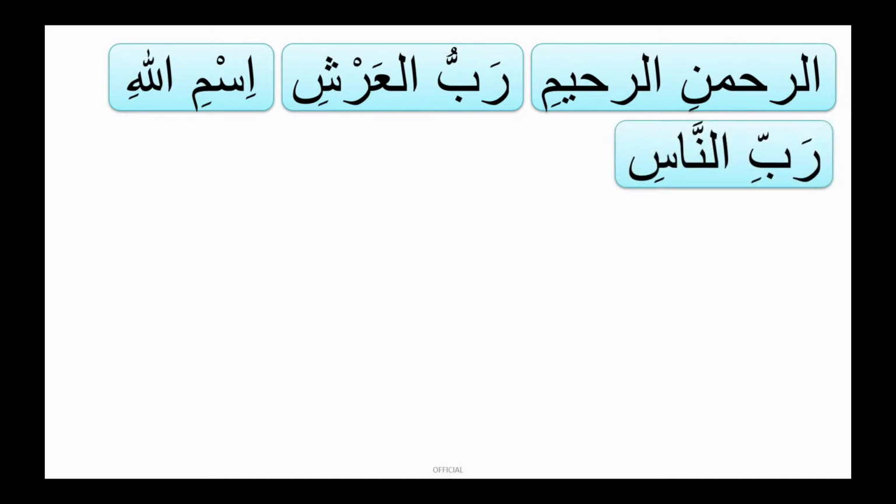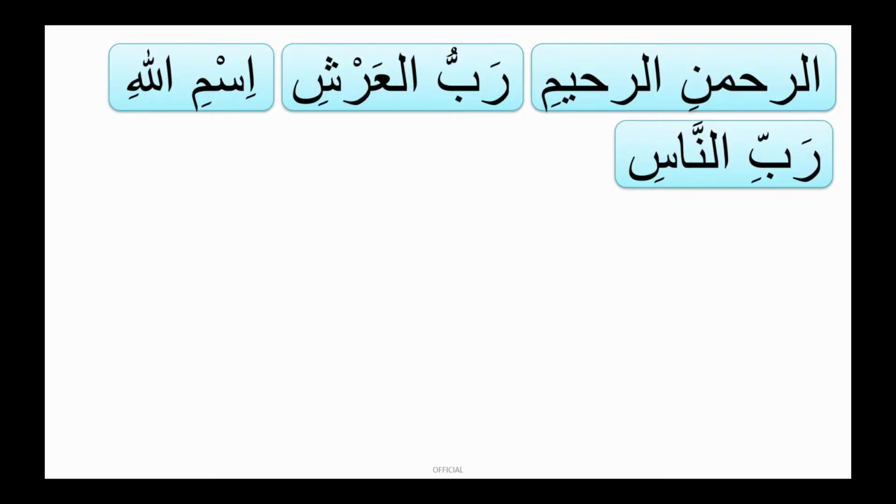Samir, can you read this for me, please? Rabbin Nas. So Rabbin Nasi. So the first ism, is it light or heavy? It's light, and we don't have any al at the beginning, so it can be a mudaf. Yep. For us to know that it is 100% mudaf, we would check the next ism.